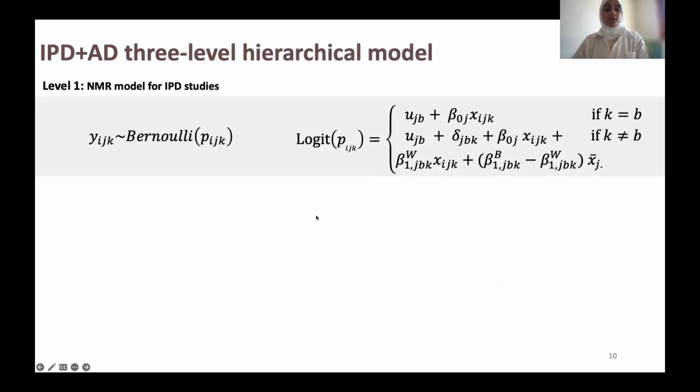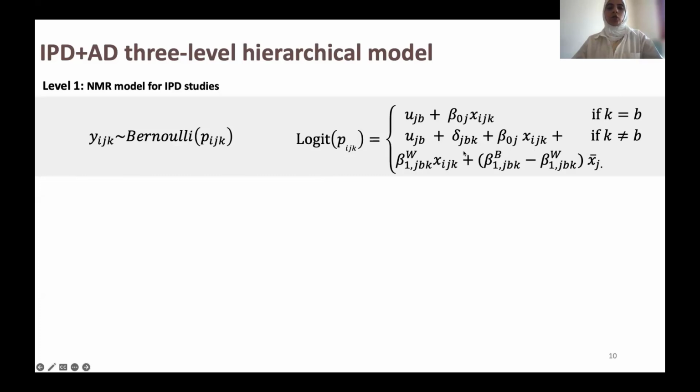This description is for a binary outcome with logistic transformation, so we estimate odds ratio out of that. Here we have in the first level, we model studies with participant data. So here we assign for the binary outcome Y a Bernoulli distribution with a probability of event to occur. Then the probabilities are linked to control or treatment effect via a logistic transformation.